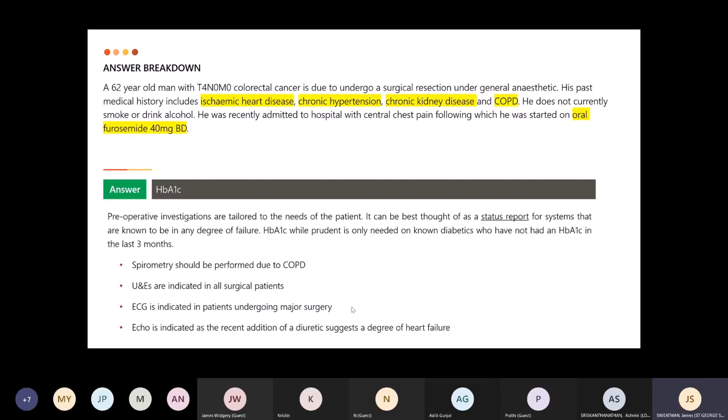The other way you can answer this question is to go through all the other options and rule out why you would do them. You have to do the spirometry, you have to do the U's and E's, you have to do the ECG, you have to do the echo. So the only thing you don't have to do is the HbA1c.